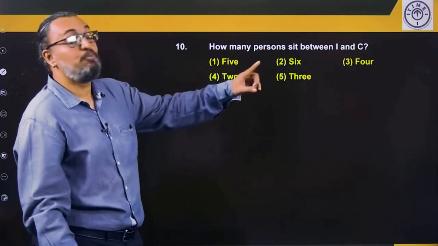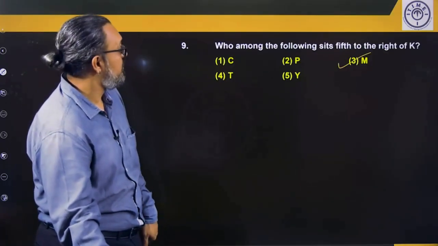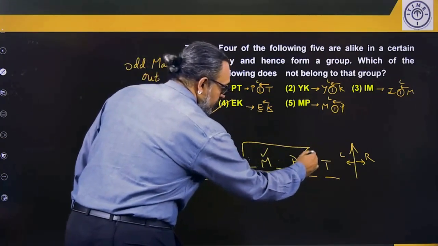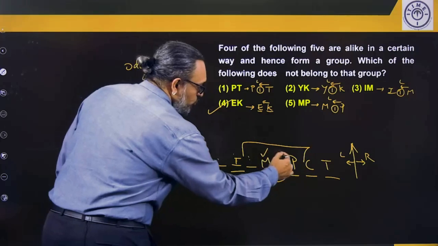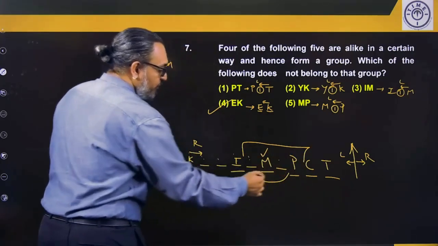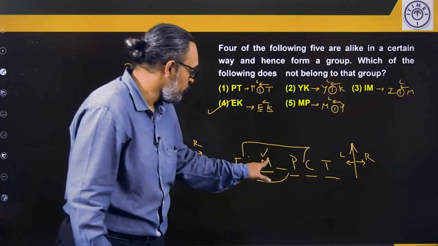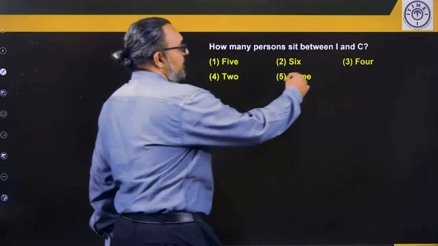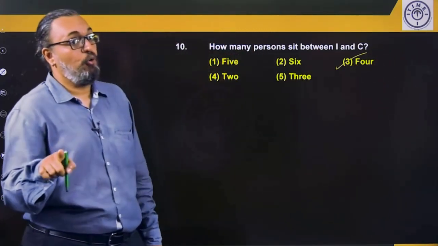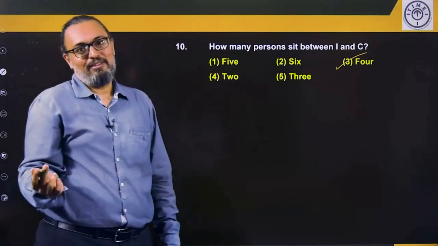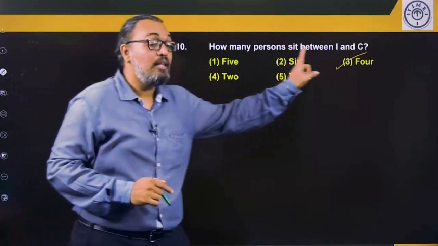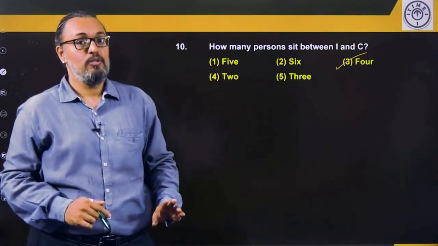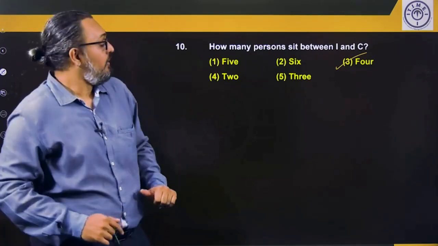Then, how many persons sit between I and C? Okay, let us check that. Between I and C, these are the persons: 1, 2, 3, 4. So there are 4 persons between I and C. So that is in the third option. See, the answer is 4. That doesn't mean you have to pick the 4th option. So please be very careful. The answer is 4, but it is given in the third option. So choice 3. Don't be in a hurry to mark the answers. Okay? Right.